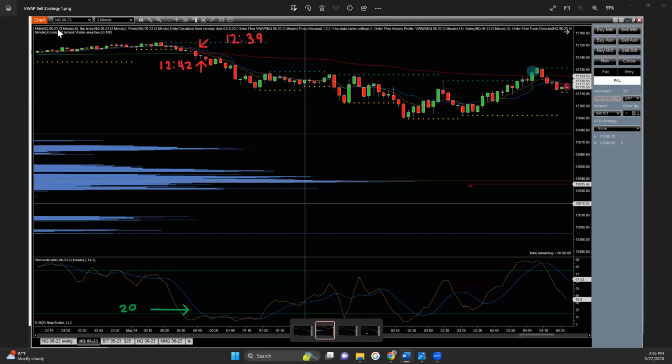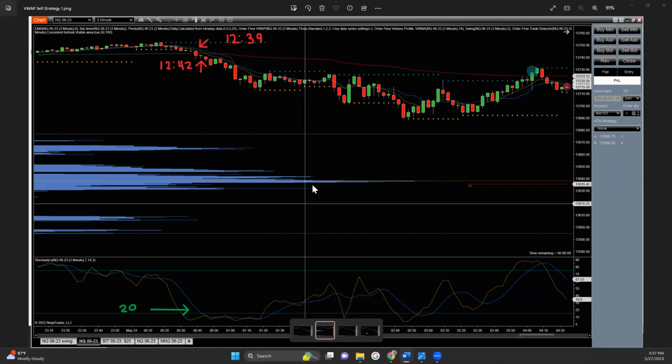This chart is the NASDAQ, the NQ, as you can see. And the title of this picture is VWAP Sell Strategy 1. So when you go back to reference this one, go back to VWAP Sell Strategy 1.